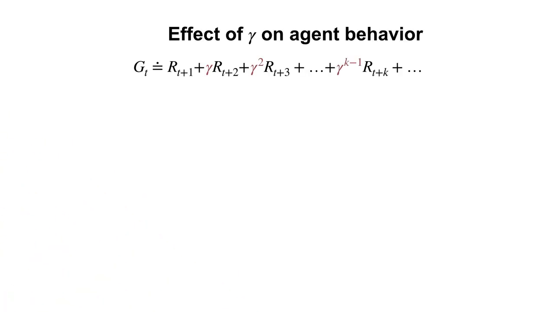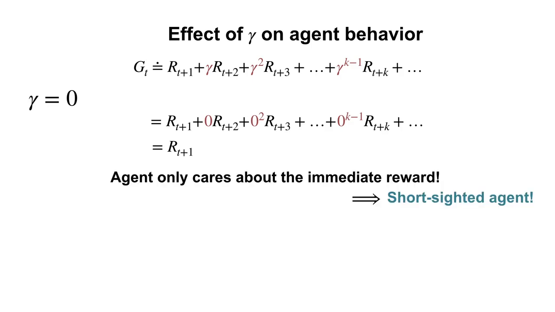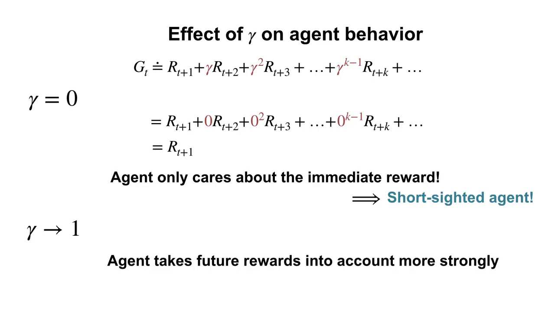Now let's look at the effect of the discount factor on the behavior of the agent. We can look at the two extreme cases, when gamma equals 0 and when gamma approaches 1. When gamma equals 0, the return is just the reward at the next time step. So the agent is short-sighted and only cares about immediate expected reward. On the other hand, when gamma approaches 1, the immediate and future rewards are weighted nearly equally in the return. The agent in this case is more far-sighted.